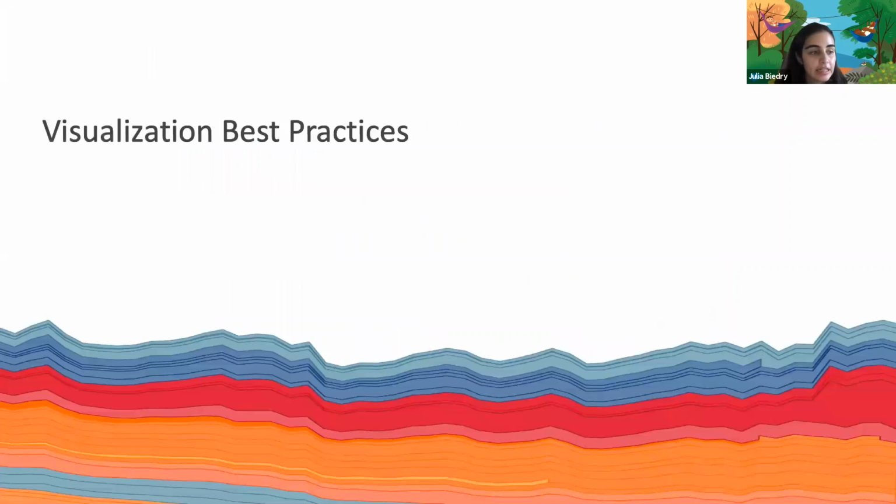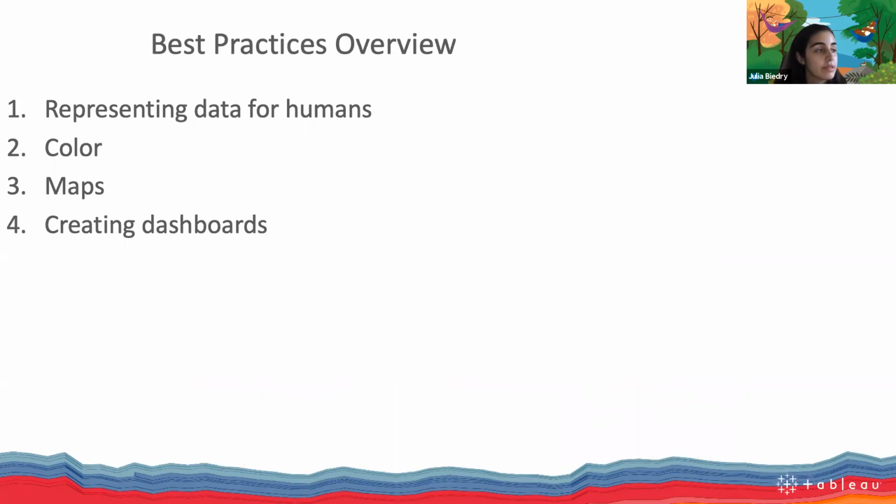Okay, so before we get into getting hands-on with Tableau, let's talk a little bit about some visualization best practices in Tableau. Like we saw before, we always want to represent data for humans. We want to use color. Maps are great when we're doing geospatial-based data. And then we're going to talk a little bit about creating dashboards.